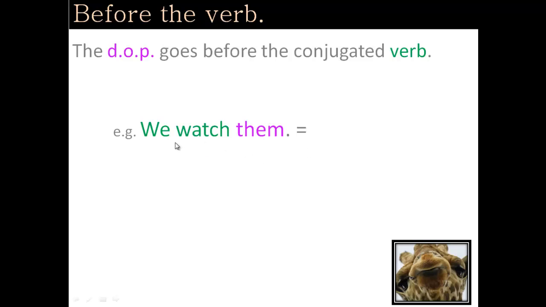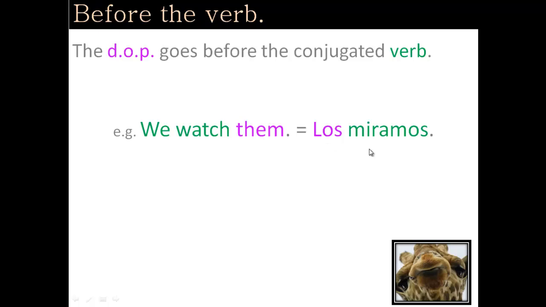So the example I've given you here is we watch them. Look, it's all color-coded to make it easier for you. We've got them, which is our DOP. We've got we watch, which is our conjugated verb. So in Spanish, well done if you guessed it, it's not miramos los, which is what it is in English. We watch them: verb, DOP.